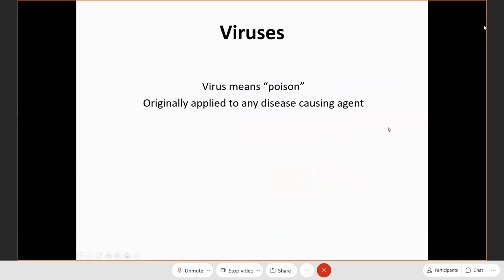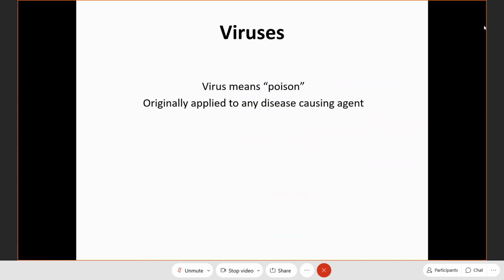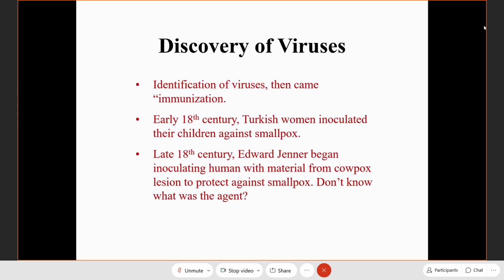Okay, virus, no, in Latin actually means poison. During ancient times they didn't know what this was, they just saw the disease and then people died, poison, and maybe related it to witchcraft, whatever they thought. So the identification of viruses is highly related with immunizations.